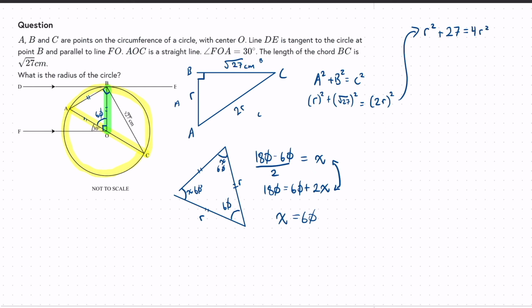Now I'm going to put all the r's on one side. So that gives me 27 equal to 4r squared minus r squared, which is equal to 3r squared. If I divide both sides by 3, right, I'm going to cancel that out, giving me 9 equal to r squared. I take the square root of both sides, giving me 3 equal to r. So, what's the radius of the circle? The radius is 3 centimeters.